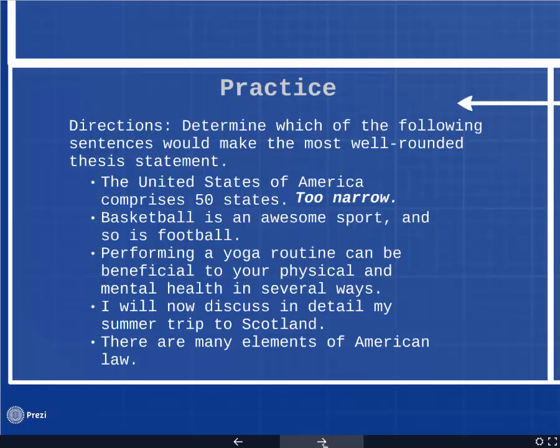Looking down here at the bottom, there are many elements of American law. This is far too broad, and in fact I think a single novel would have difficulty trying to examine all elements of American law, which is expansive to say the least.